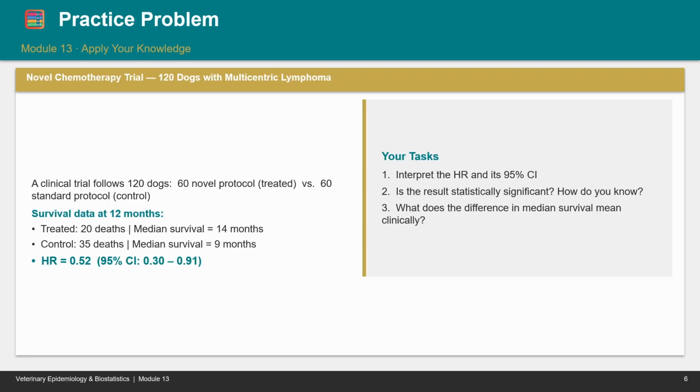This practice problem is interpretation focused rather than calculation focused, because in practice, hazard ratios come out of statistical software, and your job is to read and interpret them correctly. Work through all three questions before moving to the solution slide.